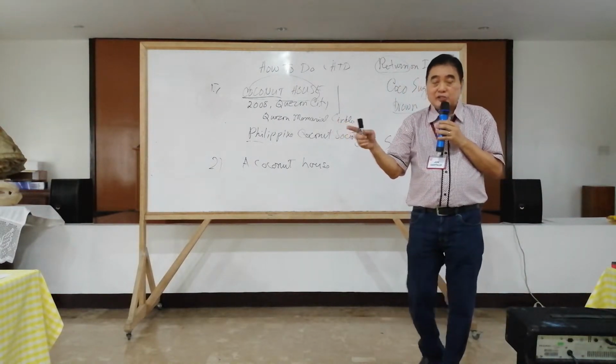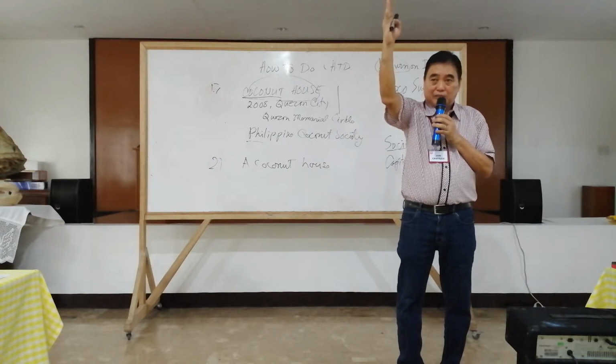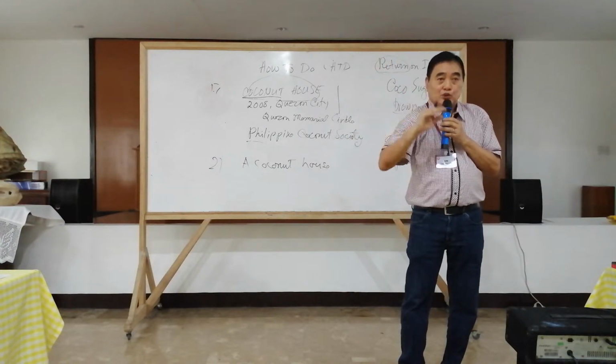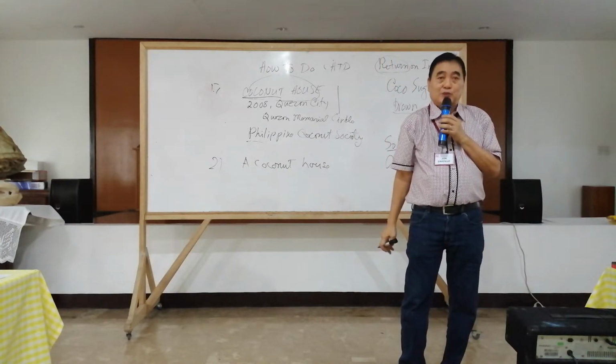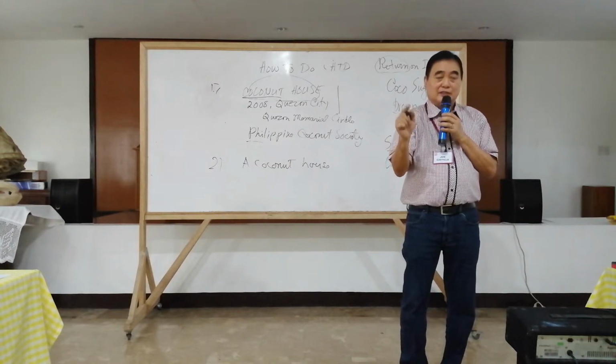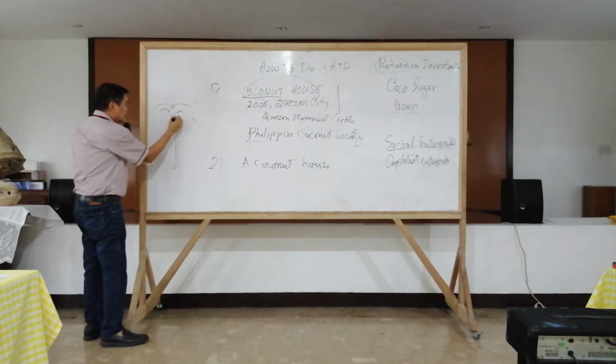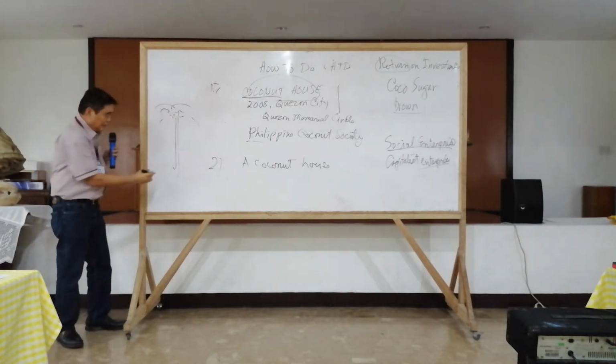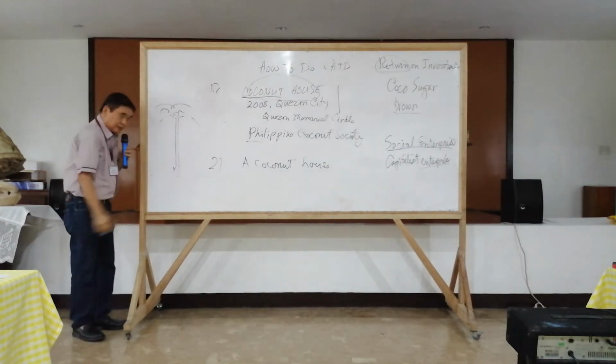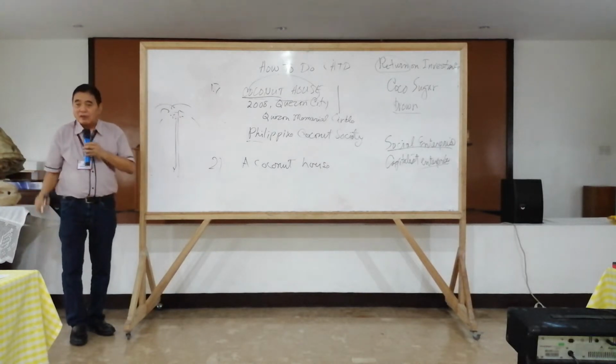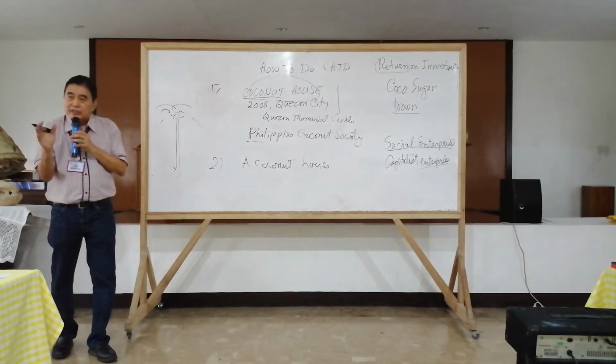The PCA says, hey, these coconut trees are old. Cut them down. Make coco lumber. Okay? So you have a tall tree, the fruits are small. The PCA says, cut it down, it's old. Okay, agreed, cut it down.